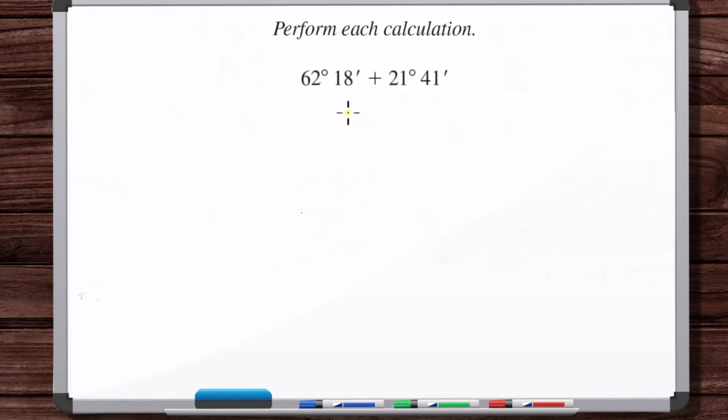Okay, perform each calculation. What is 62 degrees, 18 minutes, plus 21 degrees, 41 minutes? Well, you can think about this just like if you were adding days and hours. Like if you had 5 days, 30 hours, plus 10 days, 21 hours. How would you do that? Well, you just start by adding the days together and then the hours together. That's the first thing you do. So 62 plus 21 is 83.